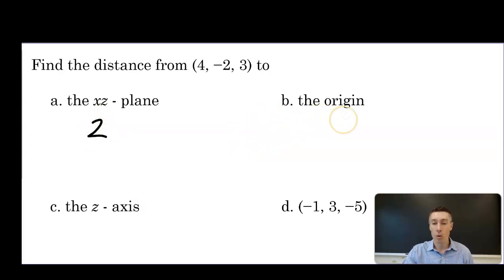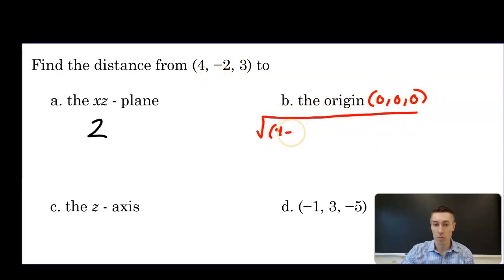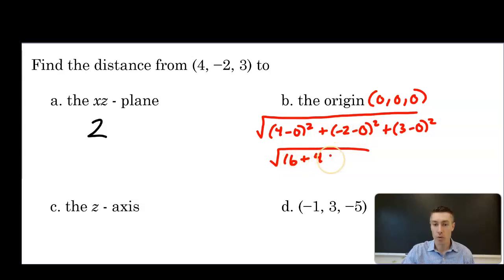Now the distance to the origin. So the origin is the point 0, 0, 0. So we're going to use the distance formula between the point 4, negative 2, 3 and the point 0, 0, 0. So square root of 4 minus 0 squared plus negative 2 minus 0 squared plus 3 minus 0 squared. So simplifying, we have 4 squared, so 16, negative 2 squared, so that's 4, and 3 squared, that's 9. So the square root of 29 is the distance we're looking for.